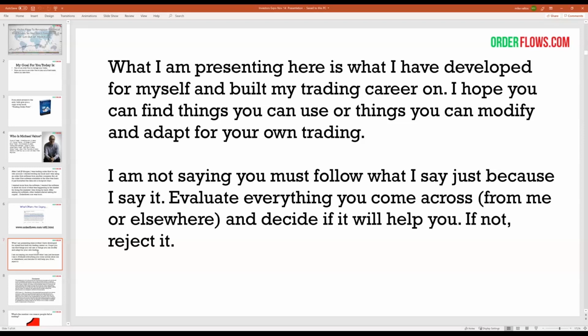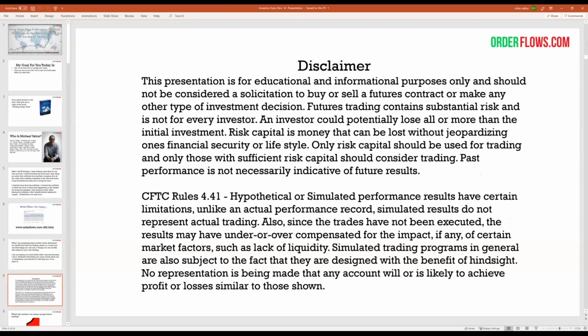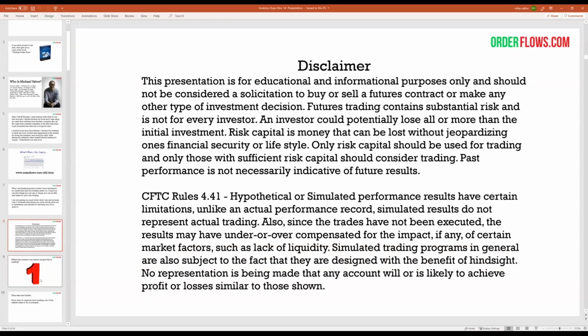Now, I'm not saying that you have to do what I say just because I say it. No, you have to evaluate it, decide if it's going to help you, and if not, reject it. Before I begin, just a brief disclaimer: don't trade with money you can't afford to lose. It's very difficult to be a successful trader if you're under a lot of stress.